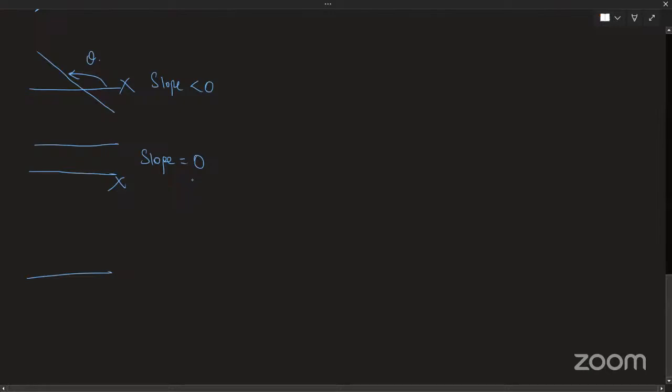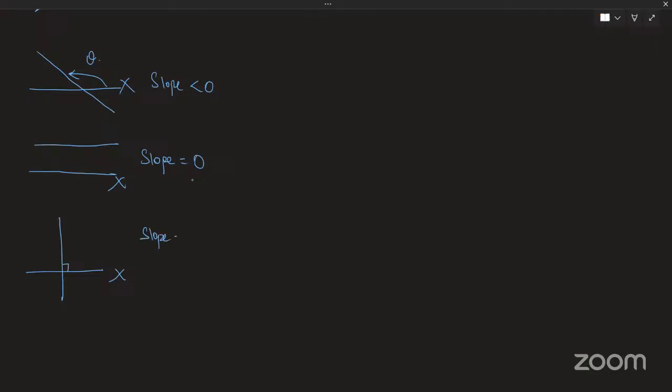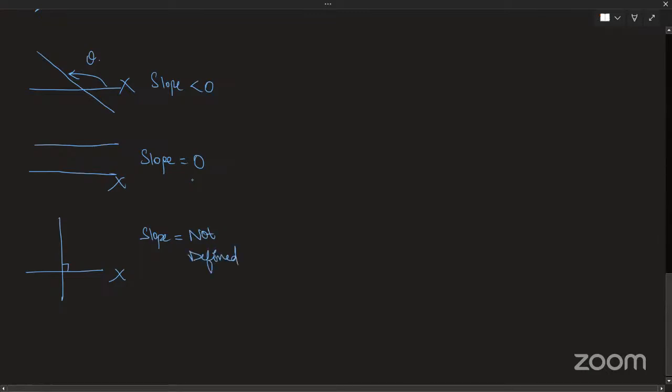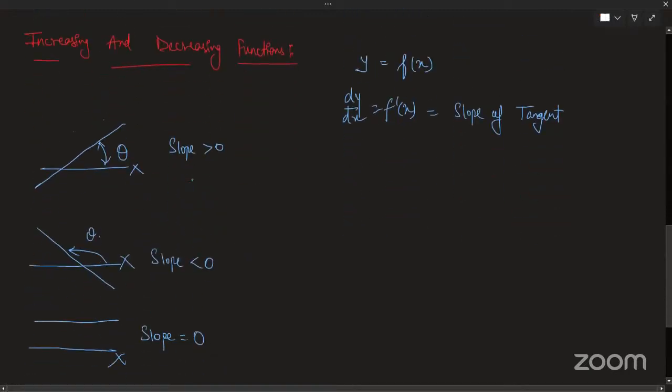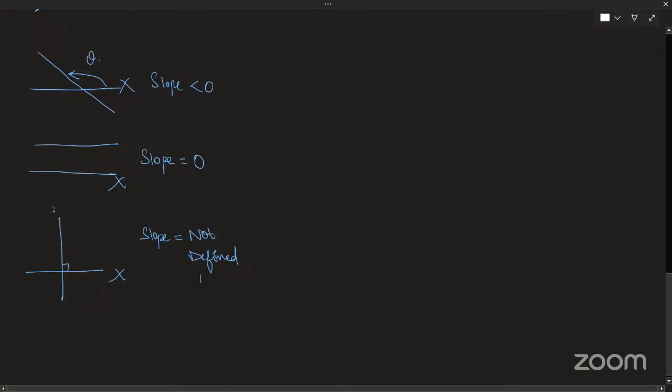We have got one more case also. If this is my x-axis and I have got a line that's perpendicular to it, what will be the slope in this case? It will be not defined, right? Yes, sir, not defined. So I hope all of you now understand the clear difference between not defined and infinity. All of you understand it? What is the difference between not defined and infinity? If I am giving you a line that's perpendicular to your x-axis, it will not be infinity, right? We have discussed it in limits.